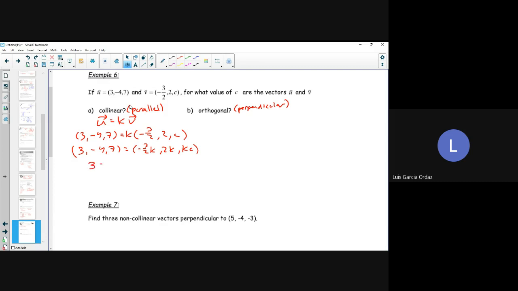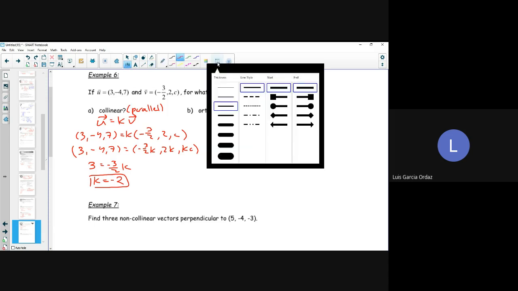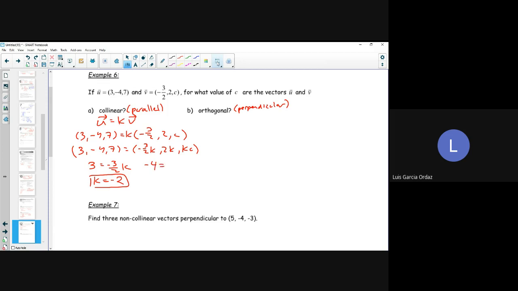So 3 is equal to negative 3 over 2 k. When I isolate for k, I get k is equal to negative 2. Now I need negative 4 is equal to 2k, and I get k is equal to negative 2. So these two are the same. Therefore, k is negative 2, which means I can find my c value. So 7 is equal to k times c, 7 is equal to negative 2 times c, which means c has to be negative 7 over 2.